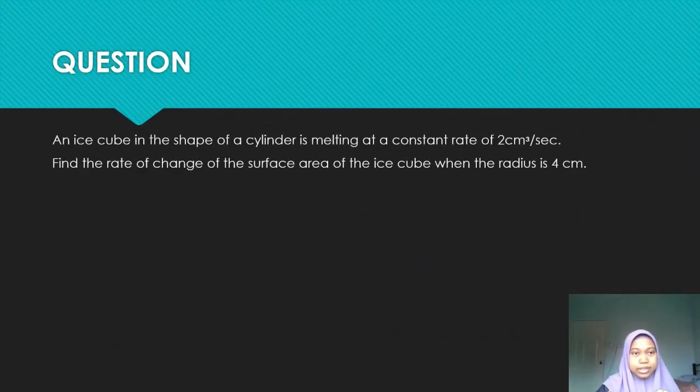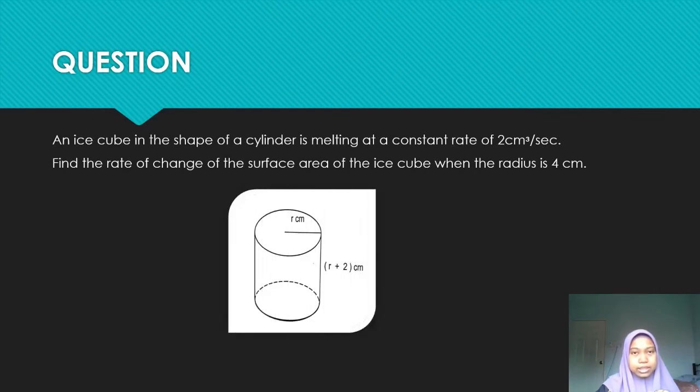Question. An ice cube in the shape of a cylinder is melting at a constant rate of 2 cm³ per second. Find the rate of change of the surface area of the ice cube when the radius is 4 cm. So let's look at how to solve this question.